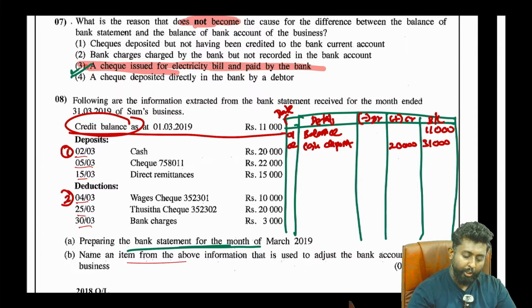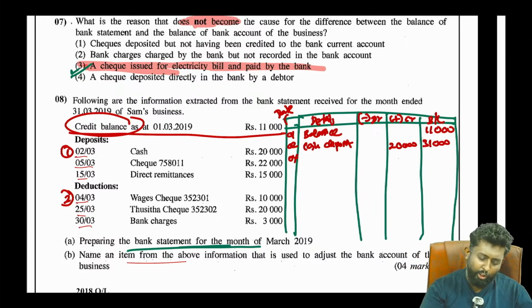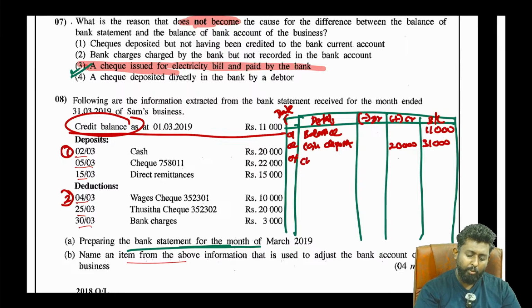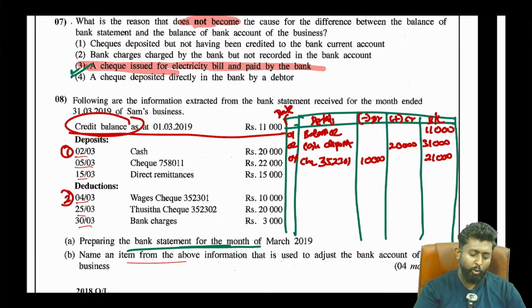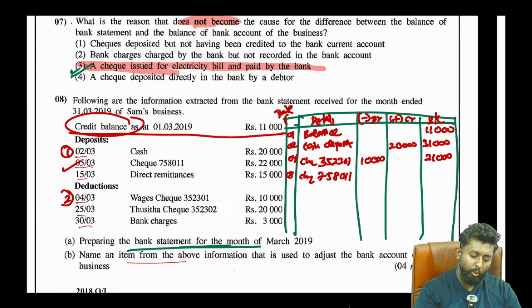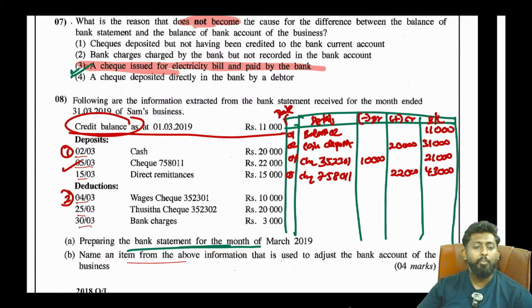So then you record the 4th date here. There is a check. You can't write the reason as wages and all; if you write it, it's not an issue. We'll write the check number, 352-301. We have issued a check for 10,000. So the balance should be 21,000. Next, if you notice the 5th, there is a check deposit again. We'll write check 758011, which is 22,000 you have to add. So it will end up 43,000 as the updated balance.